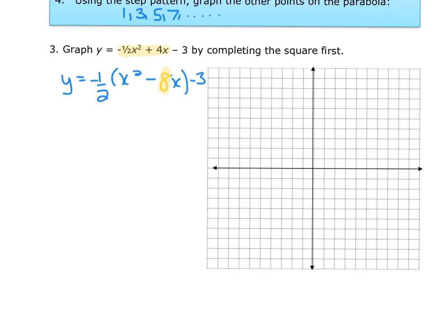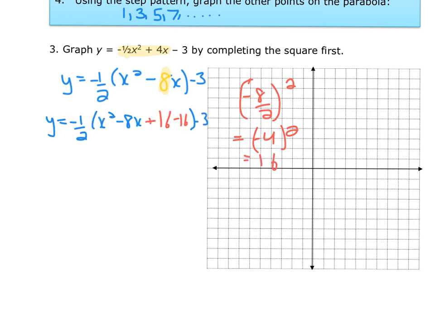Step 2 is to take the coefficient in front of the x, which is negative 8, and divide it by 2. So I will write negative 8 divided by 2, all in brackets, squared. Negative 8 divided by 2 is negative 4, squared to get 16. So my equation becomes y equals negative one half bracket x squared minus 8x, and then I'm going to add the 16 and subtract the 16, end bracket, minus 3.